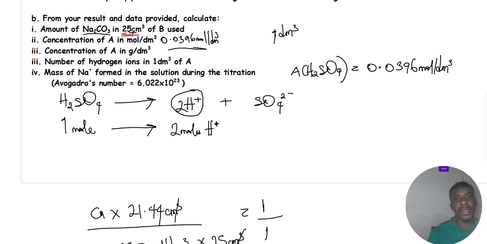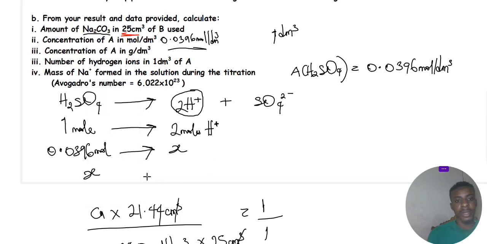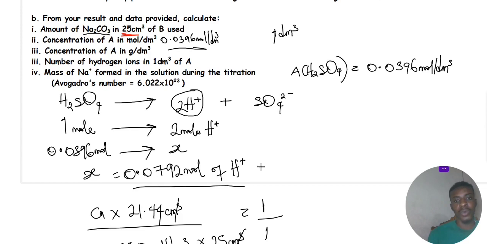And then take note from our question here, the concentration of the acid is 0.0396 mole per dm cube. So now 0.0396 mole, which you have in 1 dm cube, will give us how many moles of hydrogen? We cross multiply. So when you cross multiply, this times this gives you what? That is 0.0396 times 2, 0.0792. So we have S to be 0.0792 moles of hydrogen ion. So this is the number of moles of hydrogen ion we have in 1 dm cube.